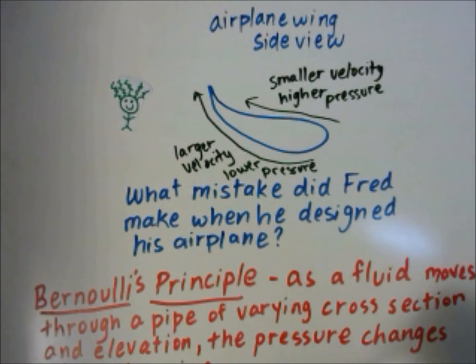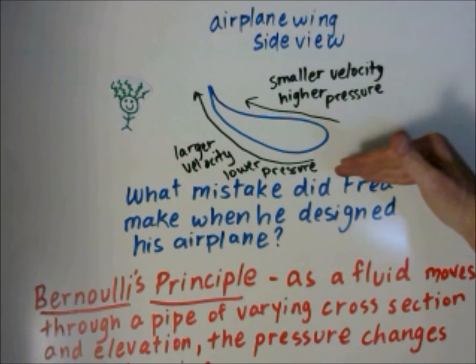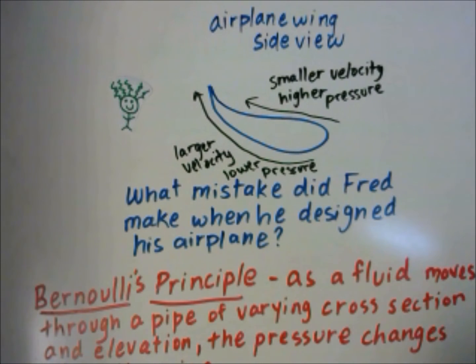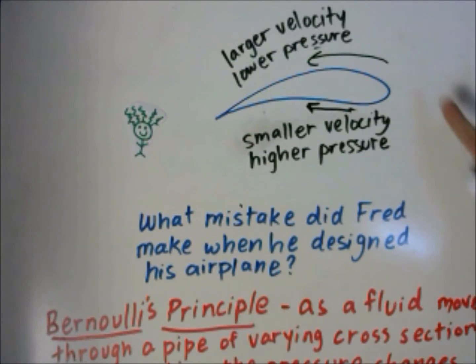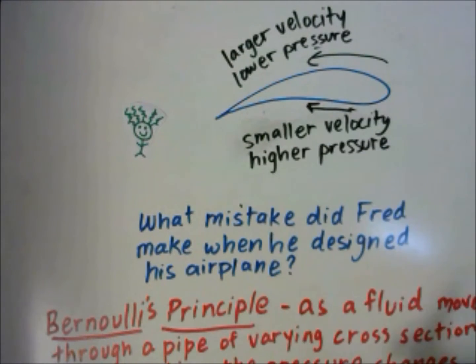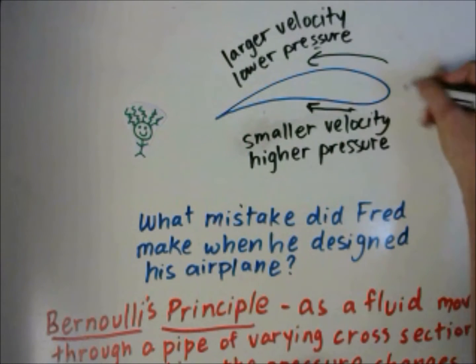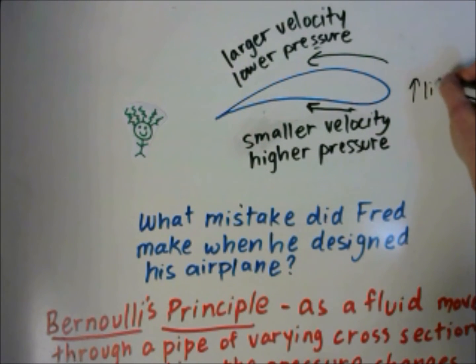The problem is that the air will want to create a force or a lift from the higher pressure to the lower pressure. In this case, there's going to be a push downward by the air. So to fix this problem, Fred should turn his airplane wing upside down. If he has the larger section on the top, it has a larger velocity on the top and a lower pressure. There's a smaller velocity on the bottom and a higher pressure on the bottom. This results in an overall lift towards the lower pressure. This is one of the things that will help an airplane lift.